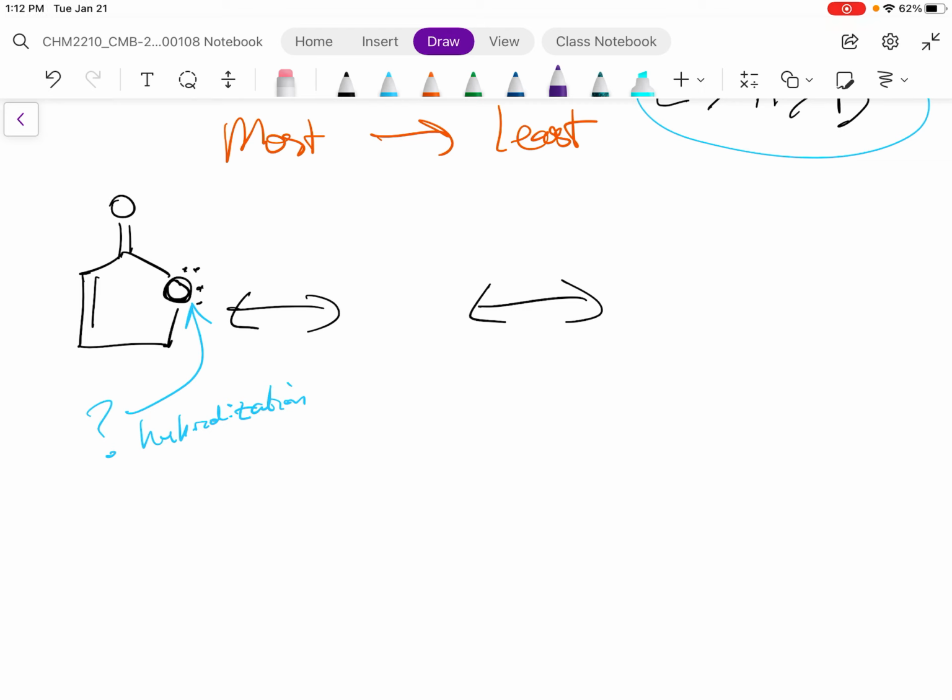So I've seen some of you guys move the pi bond. You could move the pi electrons onto the oxygen. And so we could have something that looks like this. Okay, that's a valid resonance structure. And then from there, what could we do? We could take those pi electrons and move them right there if we wanted to.